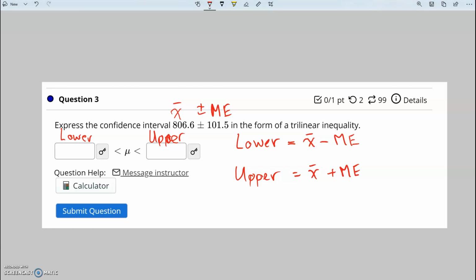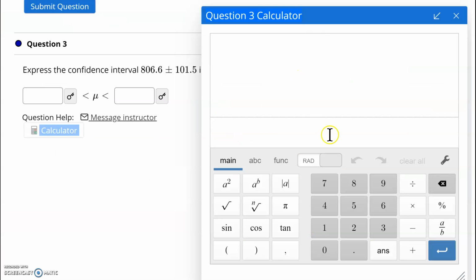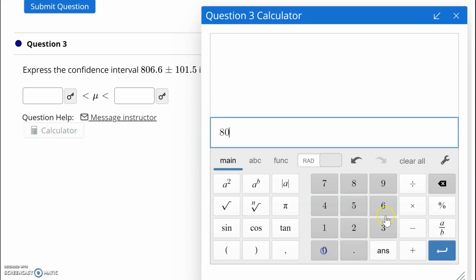Okay, so let's go to the calculator. I have it all set up here. So let's try the first one. This time I don't need parentheses. All I've got to do is add and subtract. So 806.6 minus 101.5. Okay, and so if I just hit enter, that is my lower bound.